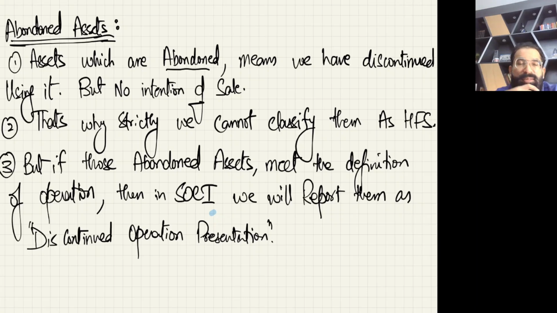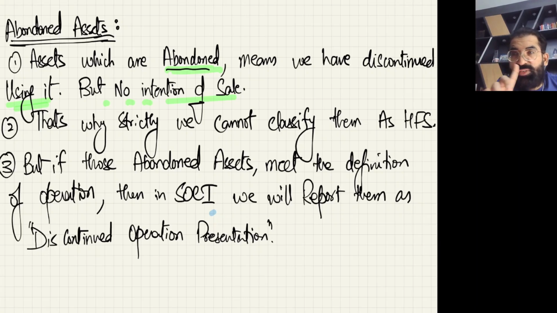Now the last thing. This is a very interesting area. There is one concept, it is written in your book as well: abandoned assets. What does it mean? Abandoned assets means we have stopped the usage, we have discontinued using it, but have no intention to sell. Abandoned assets means we just stopped using it.